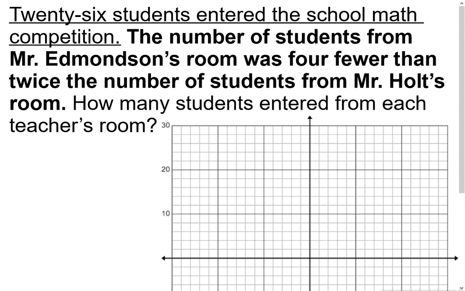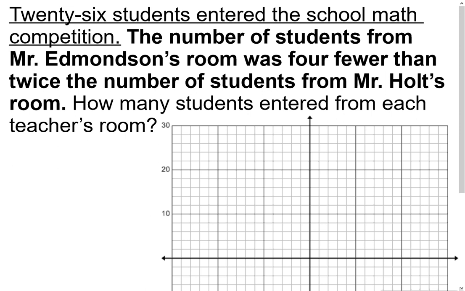Now, I came up with another one, and in this one, I didn't break it down into the 4 steps per slide, but I still look at it and go, those are the things that we should do. So here it says 26 students entered the school math competition. The number of students from Mr. Edmonton's room was 4 fewer than twice the number of students from Mr. Holt's room. How many students entered each teacher's room?